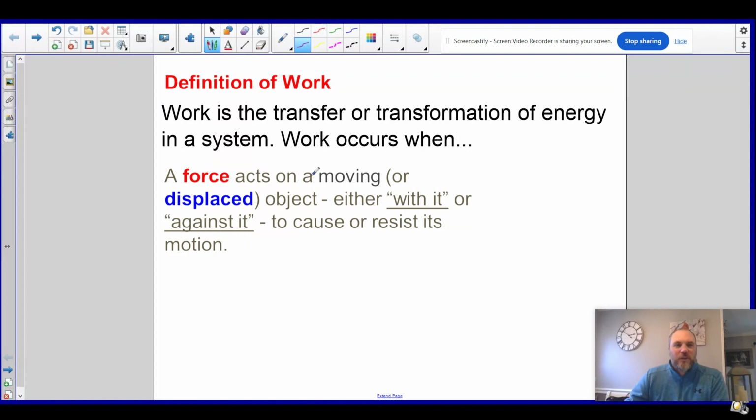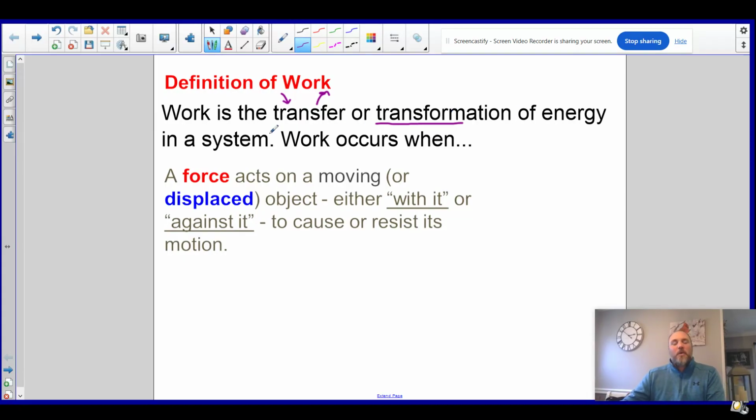Hello everyone. Today we're looking at the scientific definition of work. Work is the transfer or transformation of energy in a system. So transfer would mean if energy is coming in or going out of our system, and transformation would just mean if it's changing from one form of energy to another within a system.